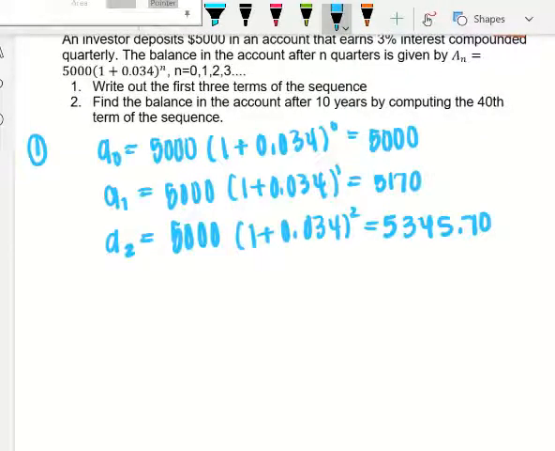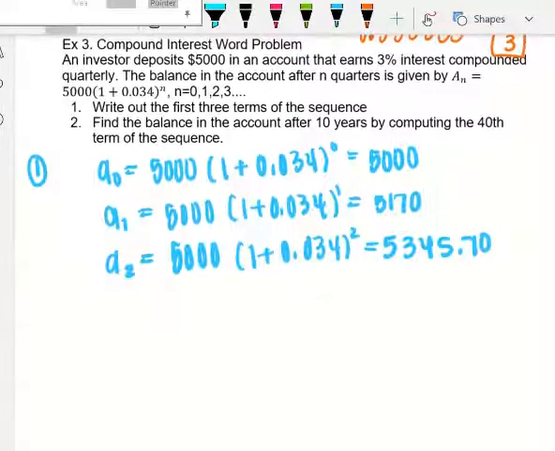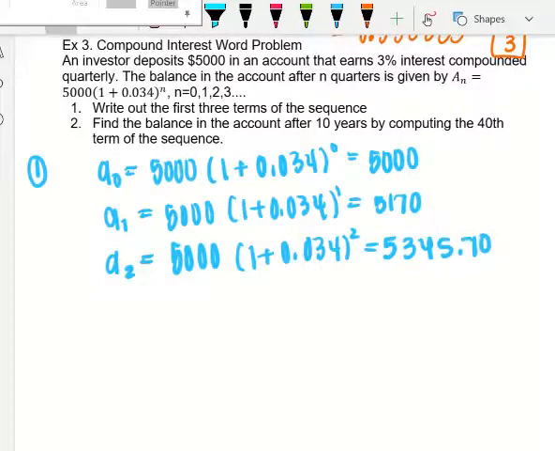Alright, so here are the first 3 terms. 0 would be the initial balance, and then you have a 1. So 1 quarter has passed, and 2 means 2 quarters have passed. And finally, find the balance in the account after 10 years by computing the 40th term.